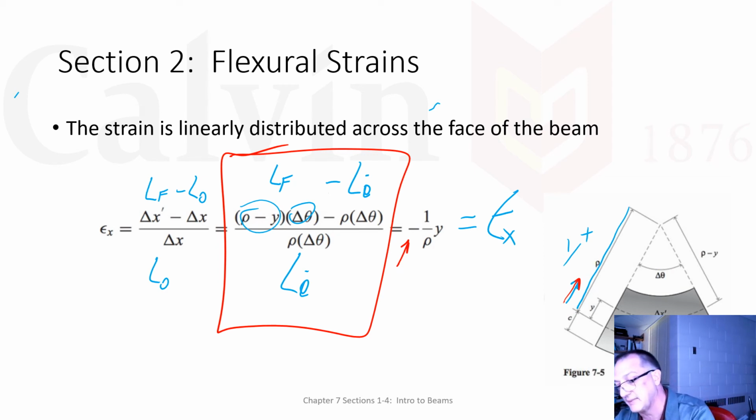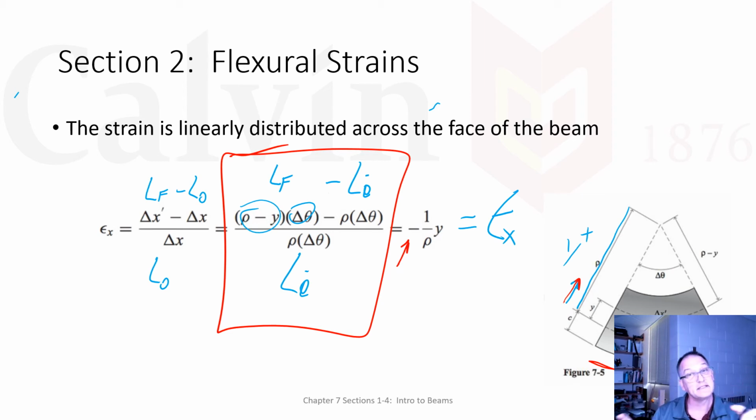My strain on the bottom is at a negative y. And so a negative y with that negative is going to make that positive, because that's under tension and it grows. So I've got an equation now for the strain in my system.